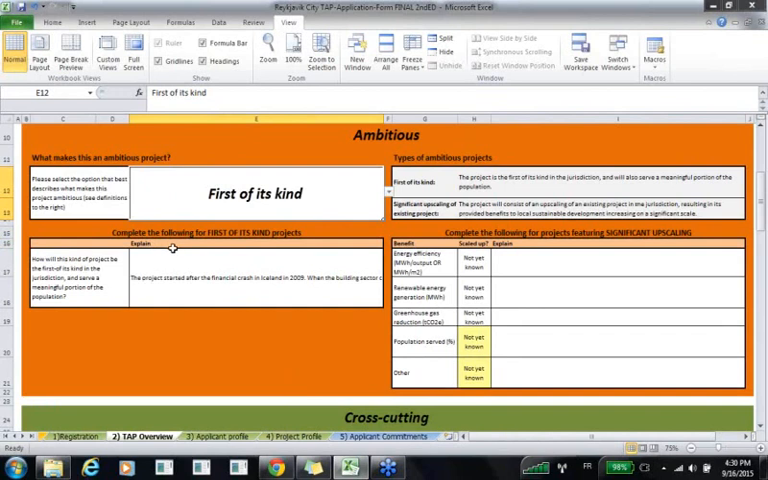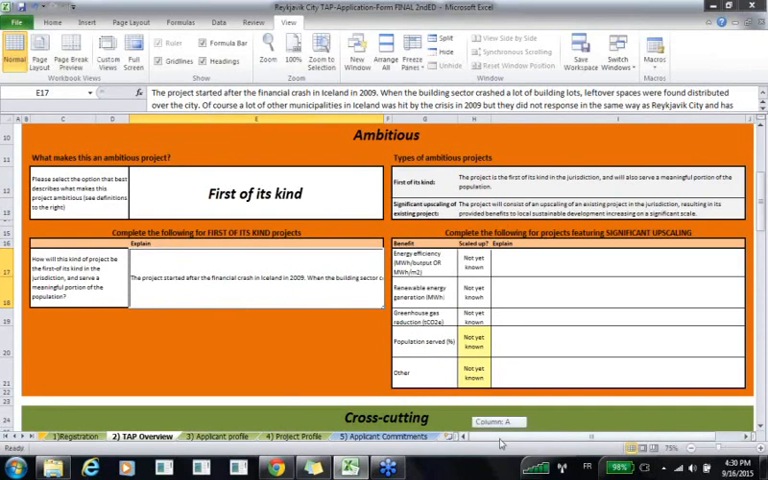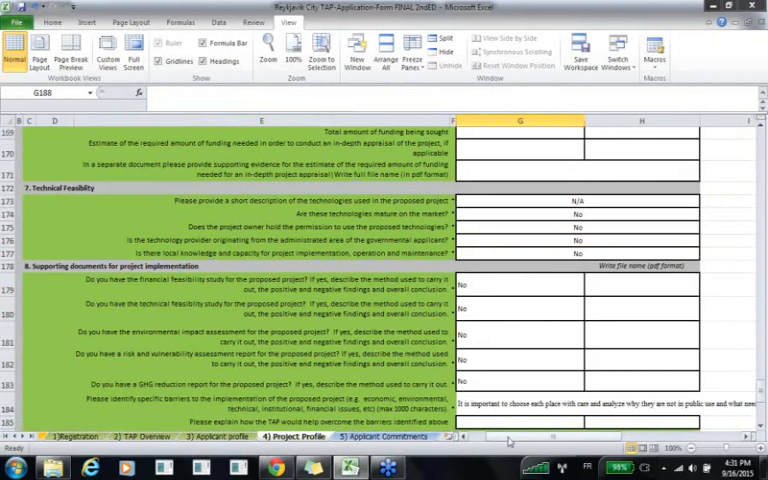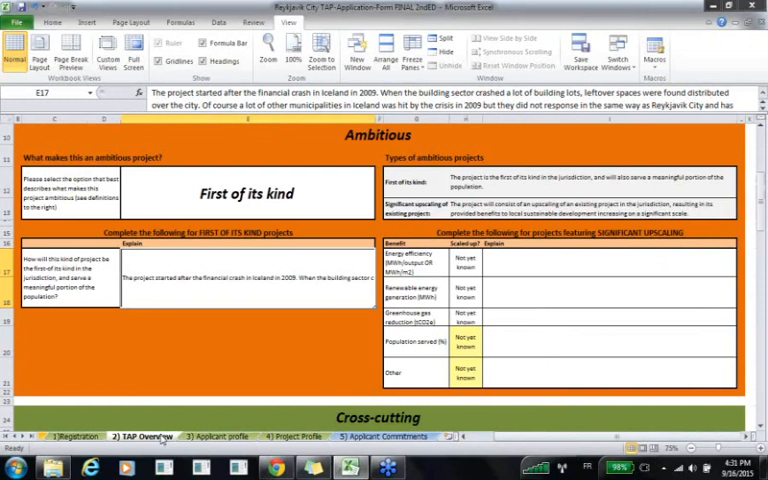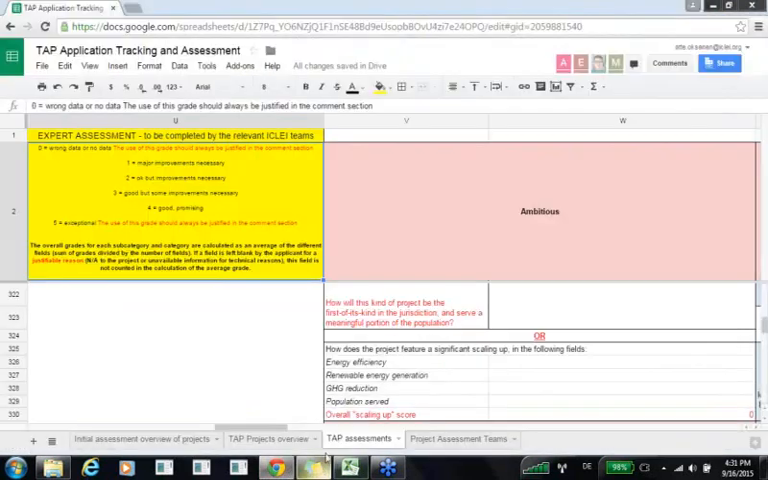And then the applicant would describe here how it is a first of its kind project, or how it is an existing project that is being scaled up in a significant way. Now, this is described in the TAP Overview tab, but as I said, it should also be described by the applicant in the Project Profile tab, for instance, as well as in the supporting documents. So even though the questions are based on what can be found in this tab, you have to take a look at the overall application to be able to grade the application.